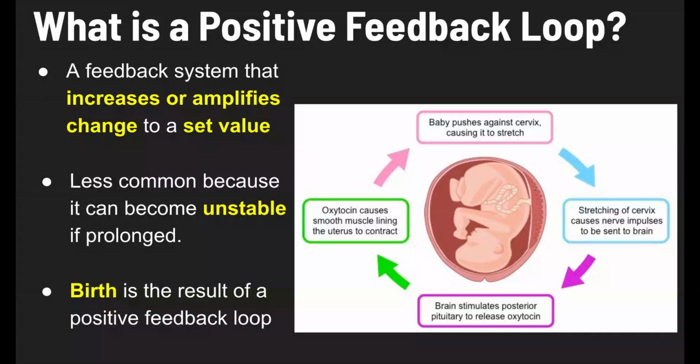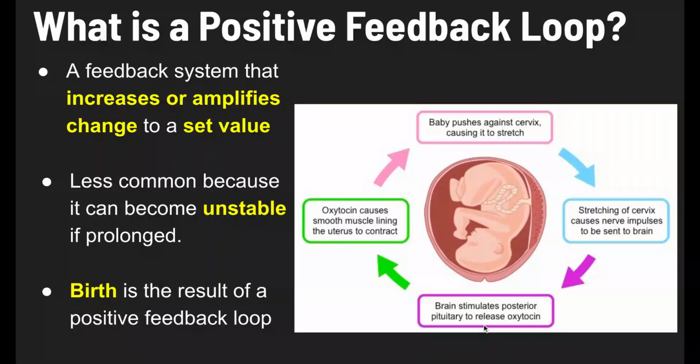An example of a positive feedback loop in the body is birth. Birth has the following steps. So the baby pushes. I'm going to start at the top of this little cycle in the picture. The baby pushes against the cervix, and this causes the cervix to stretch. But the stretching of the cervix, I'll keep my pointer on it. The stretching of the cervix causes nerve impulses to be sent to the brain.